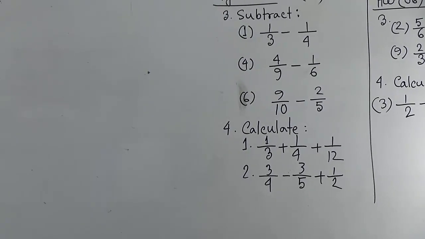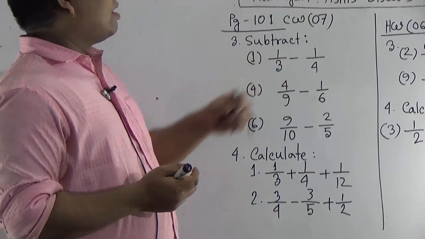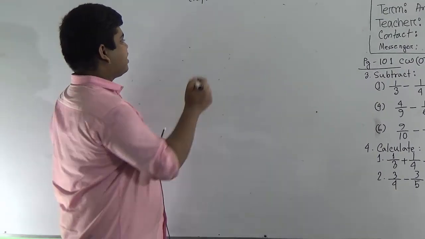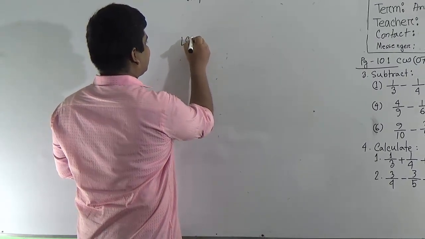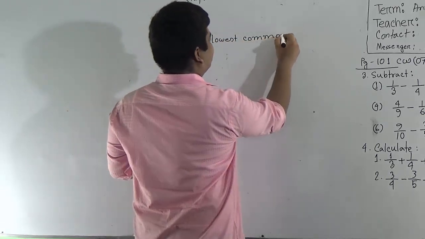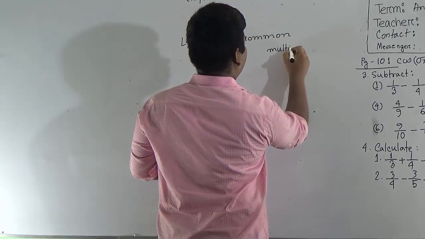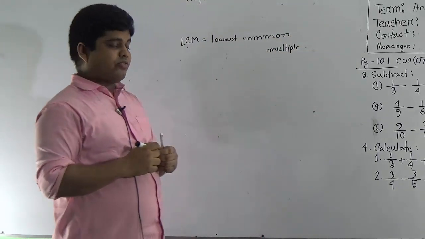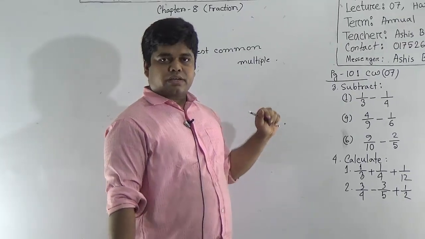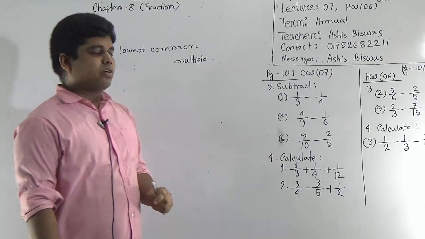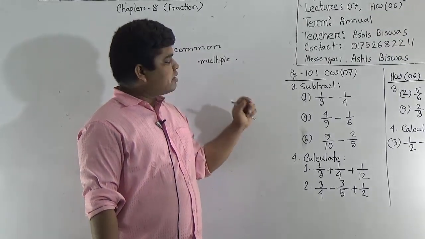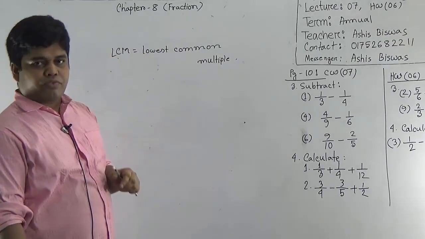My dear students, subtraction. Before starting our class, we need to know the LCM. We have already learned, but for your better understanding, LCM means lowest common multiple. If you cannot find out the LCM of two or more numbers, you can't do addition, subtraction or any other calculation of fractions. So you must learn LCM before starting to solve addition, subtraction and calculation of two or more fractions.